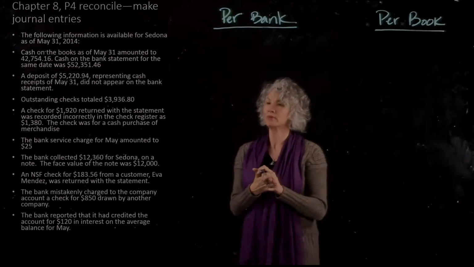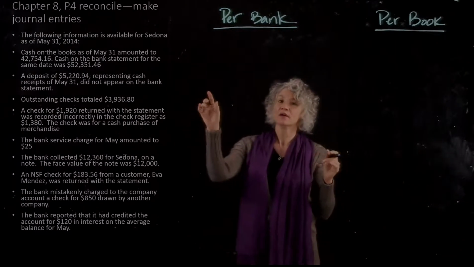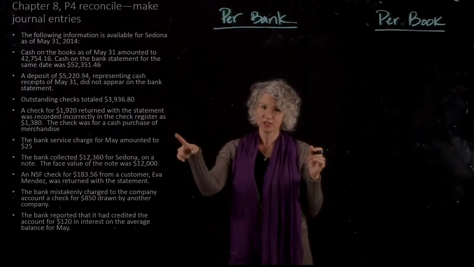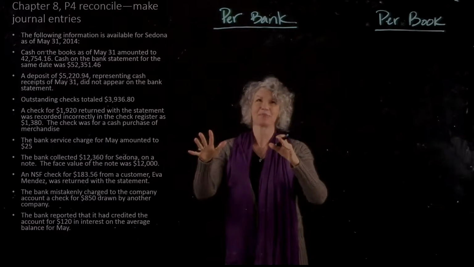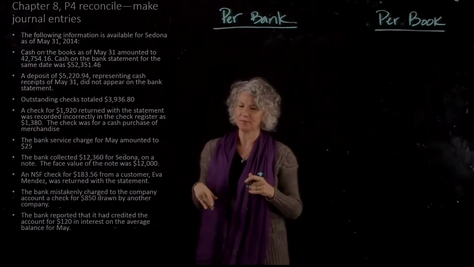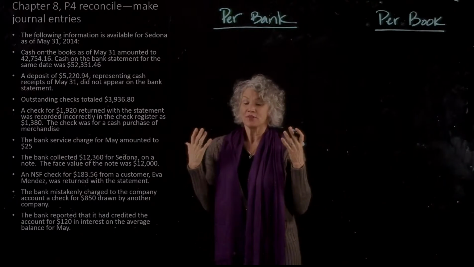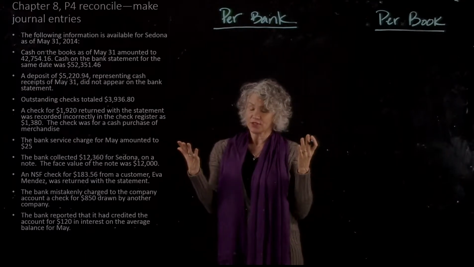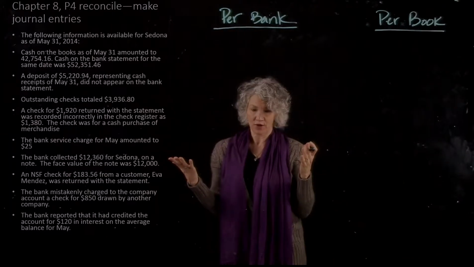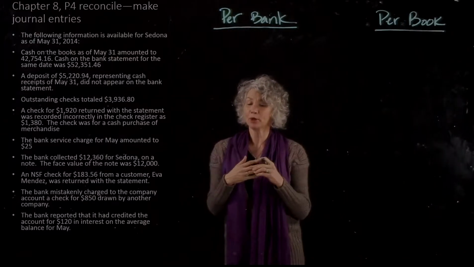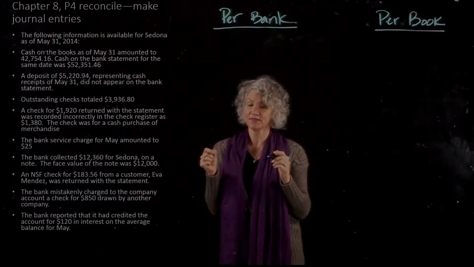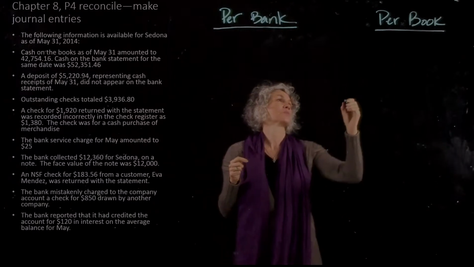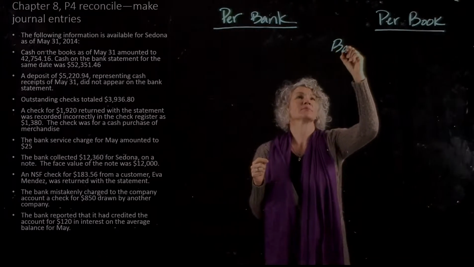Okay, so let's do problem 4. It's one of the more complex bank reconciliations that's in your chapter. And I'm going to have to look down, because I've got to look down at the problem and then look up, so it's going to be a little goofy, but anyway. Okay, so the following information is available for Sedona as of May 31st. Cash on the books amounted to $42,755.16. Okay, balance.